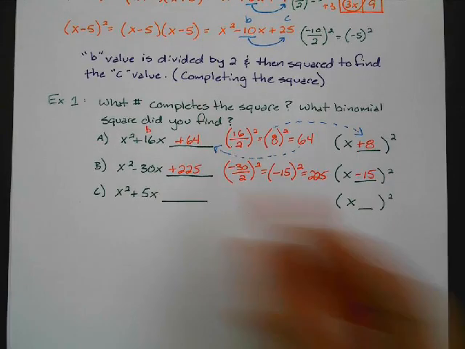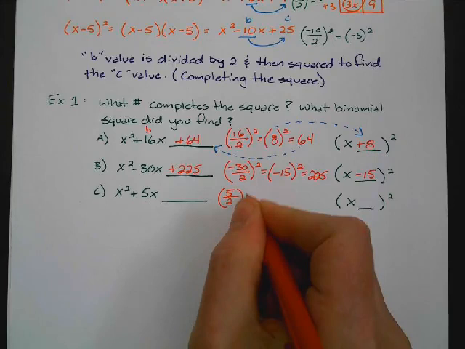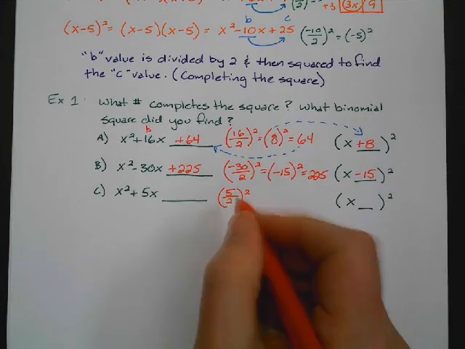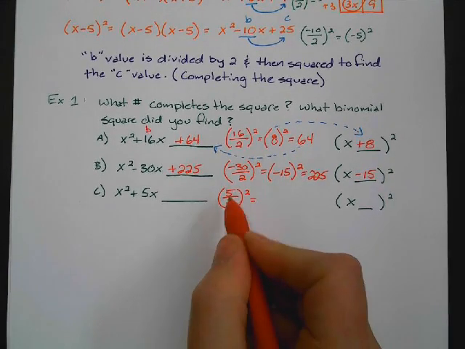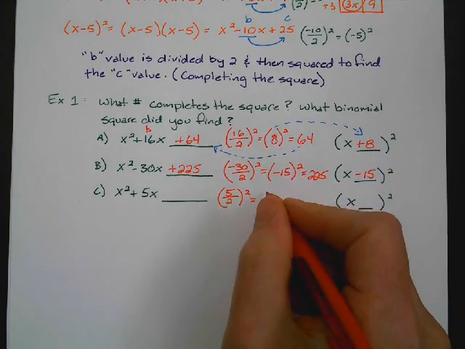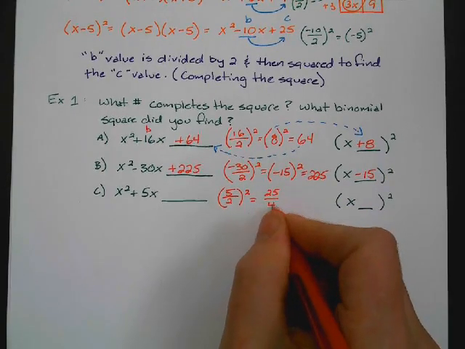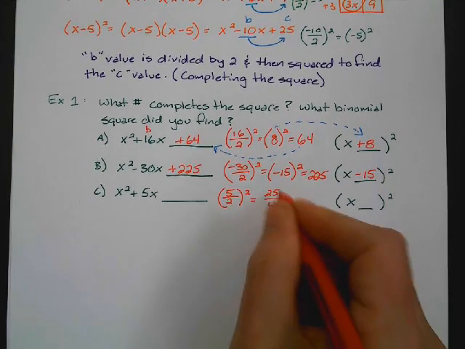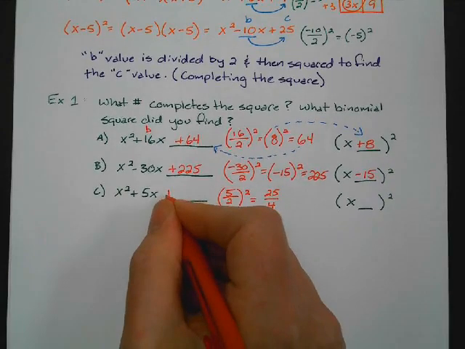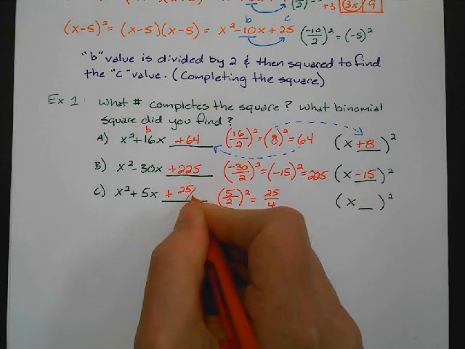We're going to take 5, cut it in half. Oh, no, that doesn't reduce. So what I'm going to do is just take 5 over 2 times 5 over 2. So I'm going to square the 5 and get 25. I'm going to square the 2 and get 4. So 5 over 2 times 5 over 2 is 25 over 4. That is the number that I would use to complete the square, 25 over 4.